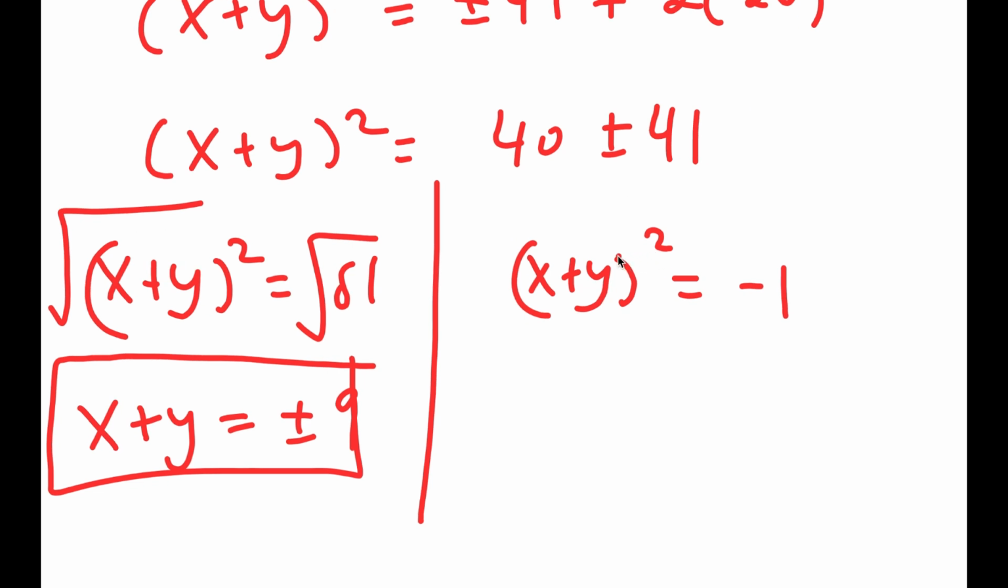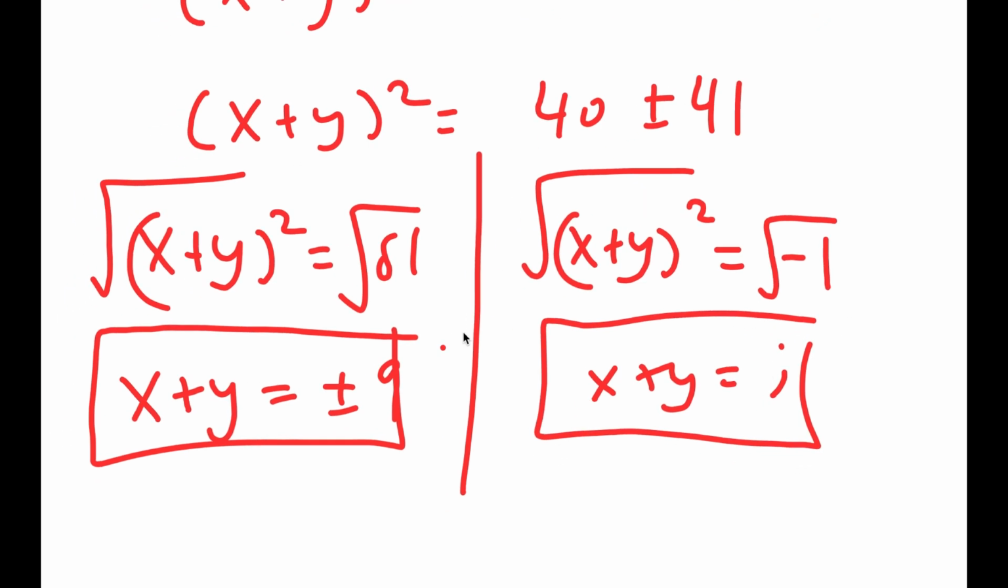And now for (x plus y) squared is equal to negative 1, I take the square root, and I get x plus y is equal to i, because i is the square root of negative 1. So these are my three solutions.